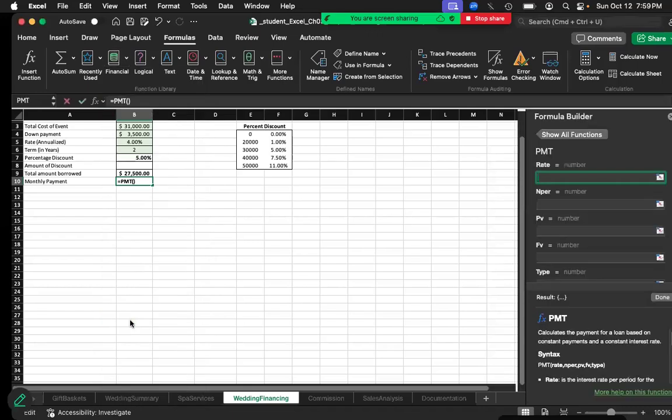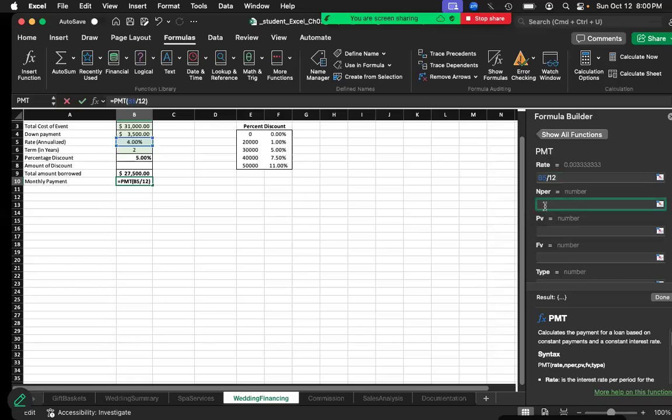The payment function requires a number of pieces of information, namely the rate. We can see the rate, which is annualized at 4%, needs to be divided by 12. This is actually bad form, but we're going to do it the way the book has us do it and actually do the calculation in there. It would be better to actually have the periodic rate listed out on the worksheet.